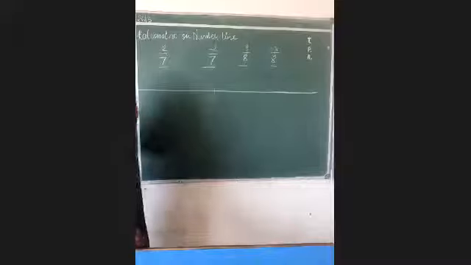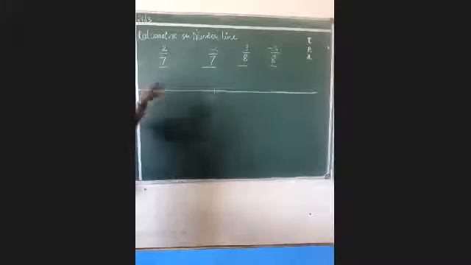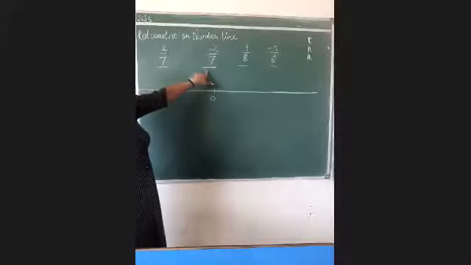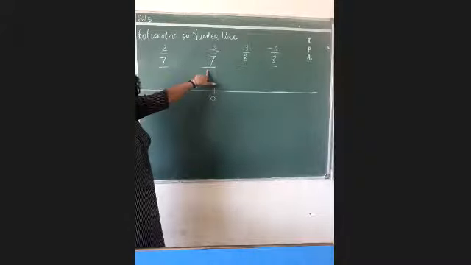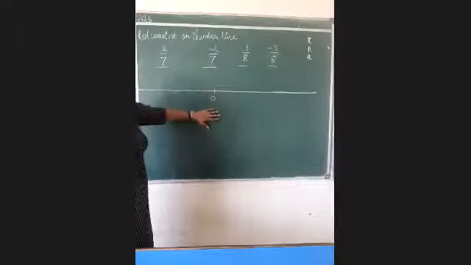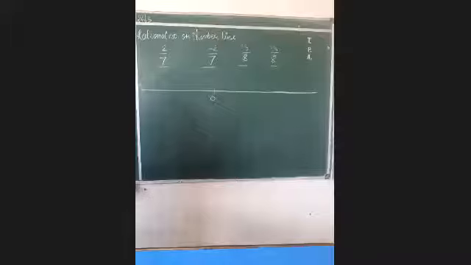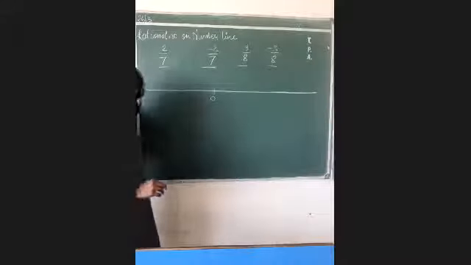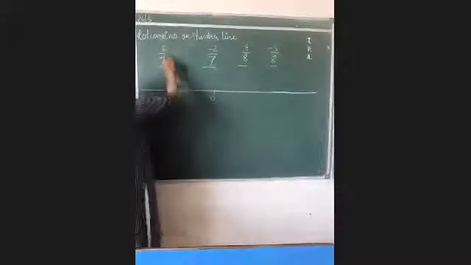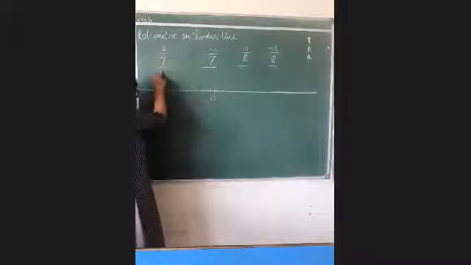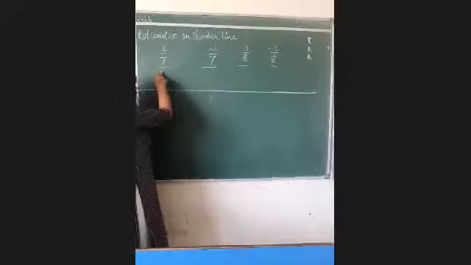Always remember, beta, just look at the denominator. Here the denominator is 7, and this is also 7. So both of these can be represented on one number line. Remember always, the same denominator can be represented on the same number line only, because the base is the same. Now look here, how will you do it? Whatever the denominator is, you always begin with that.